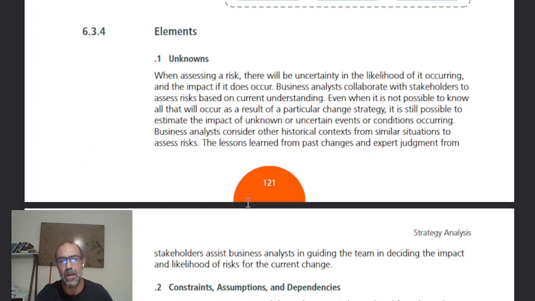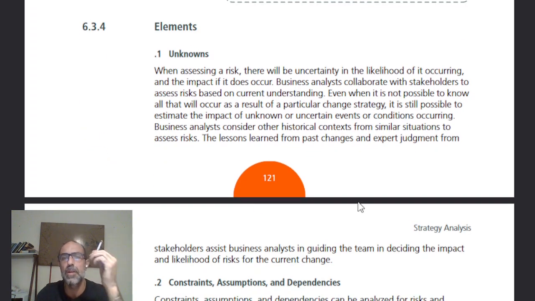So what are the elements? Unknowns. When assessing risk, there will be an uncertainty in the likelihood of it occurring and the impact if it does occur. So business analysts collaborate. So basically a risk is something that might happen or might not happen. So what are the unknowns that we're not familiar with, in order for us to see if it's worth researching or studying or not.